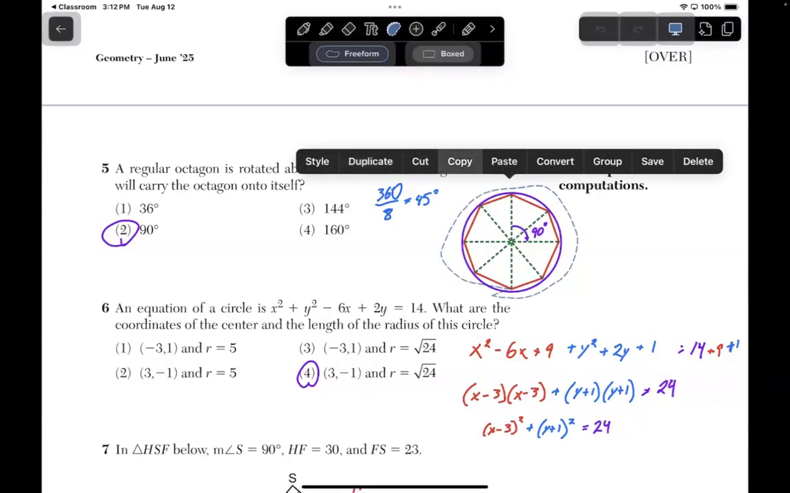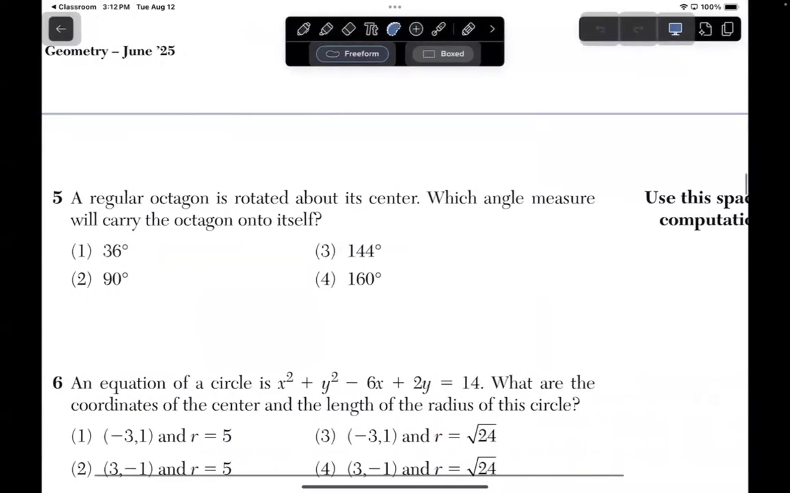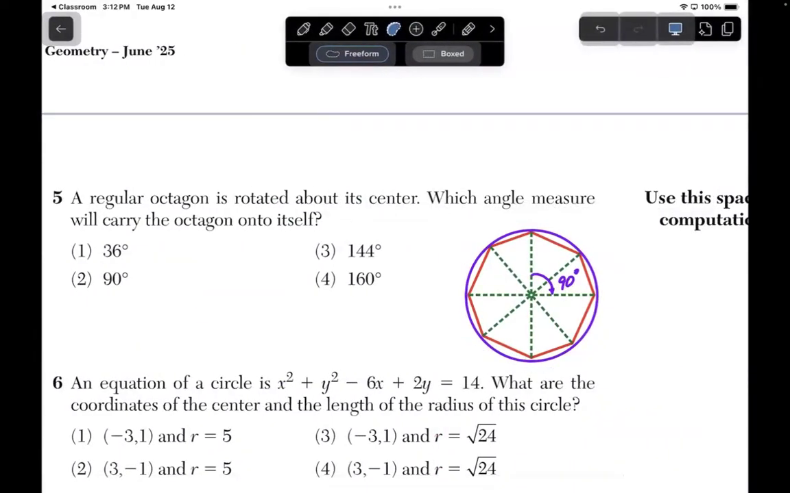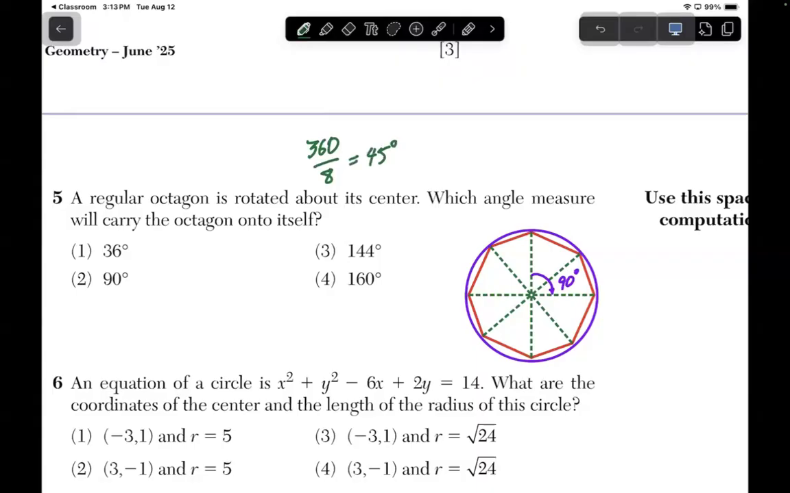This amazing solution guide, all these fun notes here. So I don't want to have to redraw that. If you look at this diagram, here's an octagon. An octagon will be onto itself every 45 degrees, right? Because 360 divided by the number of sides is 45. So each one of these little slices is 45 degrees. Two of those slices would be 90 degrees. So it will be onto itself if it's rotated any number of 45s.